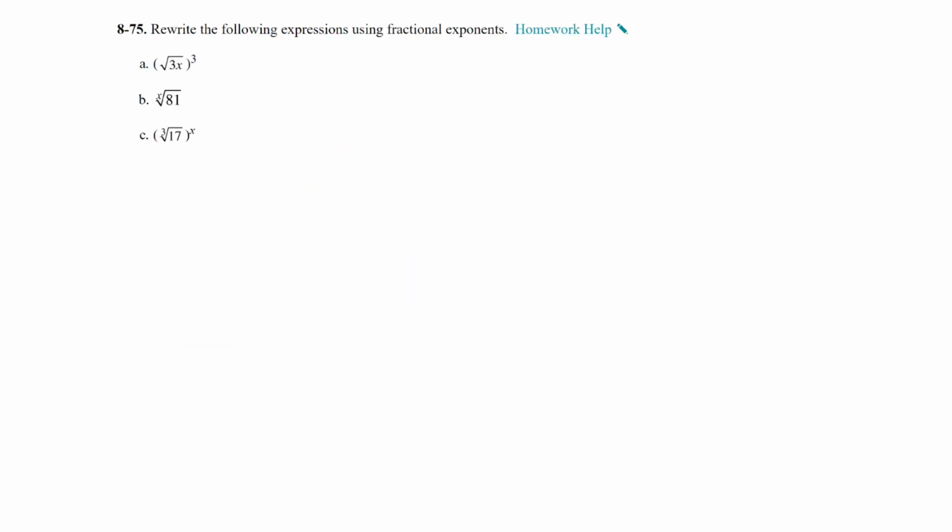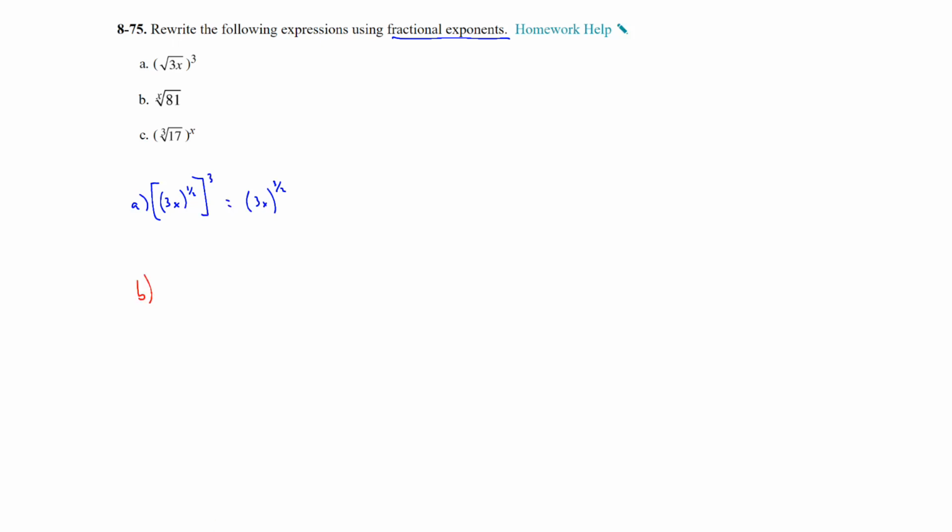Question 75. Rewrite the following expression using fractional exponents. So in part A, we're raising it to the third power, and inside it's the square root. So the square root we can rewrite as 3x. And since the whole thing, the 3 and the x, is underneath the radical, then it's 3x in parentheses raised to the 1/2. And then all of that is being raised to the third power. So we can simplify that so that it is 3x, and then 3 times 1/2 is 3/2. And once again, it wanted a fractional exponent, so I think that's all we need to do.